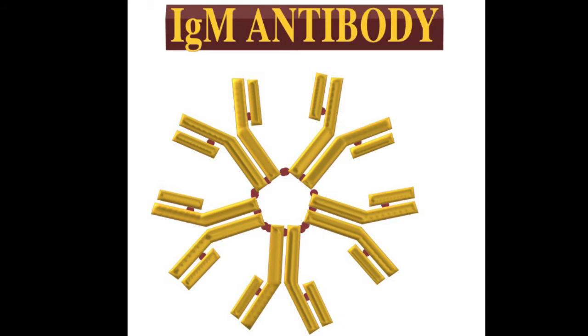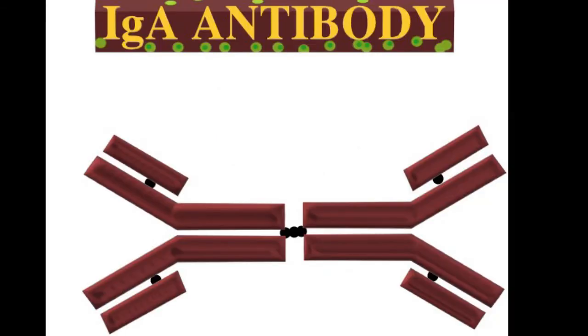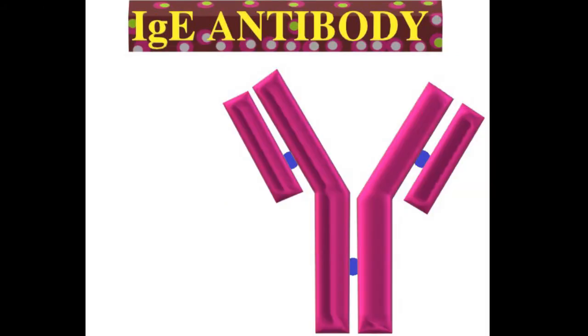Next is IgG, the most common type of antibody. It protects by remembering the antigens exposed before. IgA antibodies are found in the mucous membranes of the lungs, stomach and intestine, and also in fluids like tears and saliva. IgE antibodies are produced against pollens and allergens which are not very harmful.